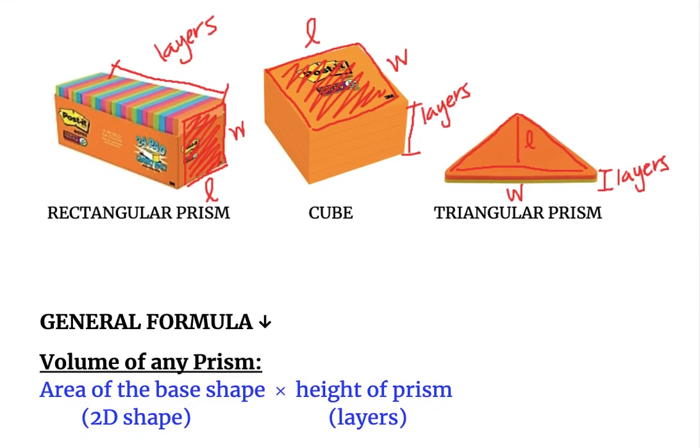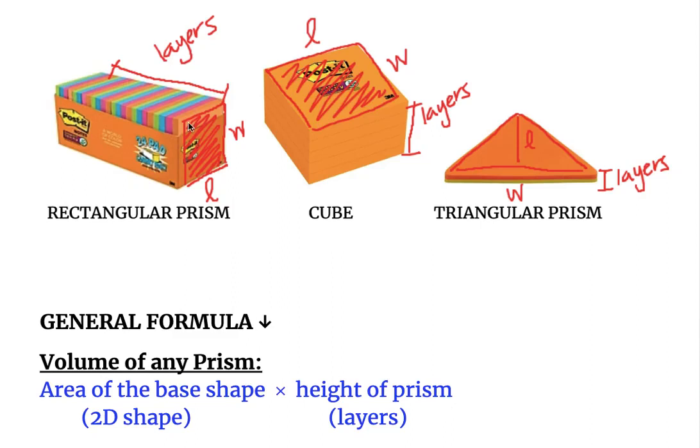Because the general formula for a prism, any prism, means that you first have to figure out what's the base shape. Figure out the area of that. And then you're going to multiply by the height of the prism because that's going to tell you how many layers there are. And it's basically a shortcut to figuring out the space inside.